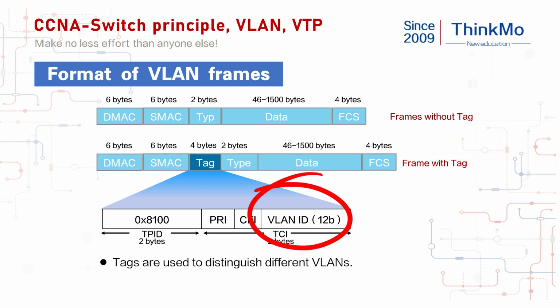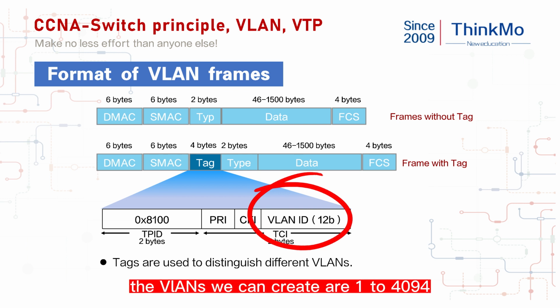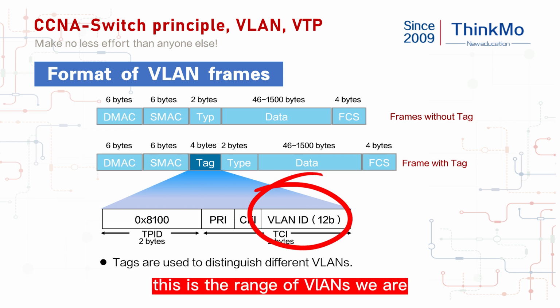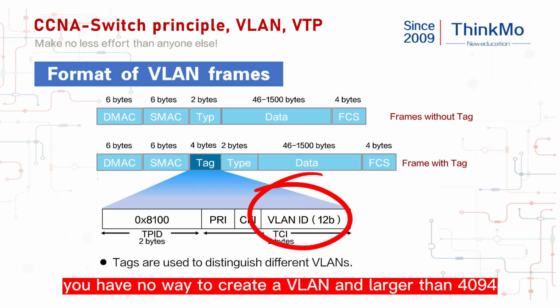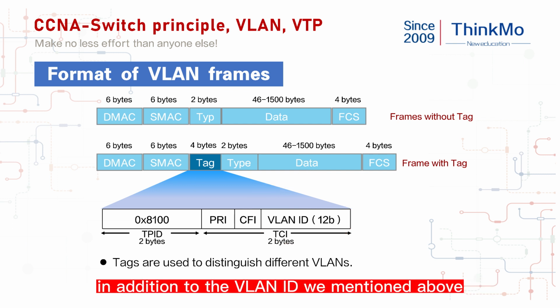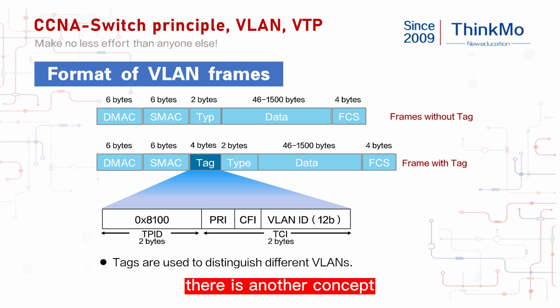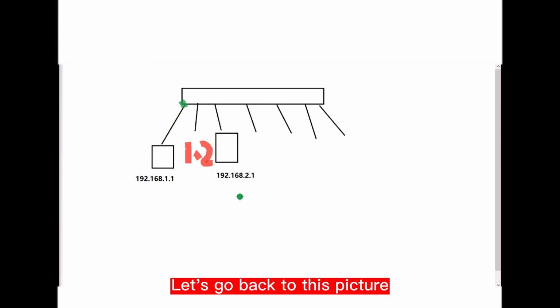Among them, 0 and 4095 cannot be used. The VLANs we can create are 1 to 4094. This is the range of VLANs we are able to use and create. Remember this. You have no way to create a VLAN larger than 4094. In addition to the VLAN ID we mentioned above, there is another concept: link type. Let's go back to this picture.